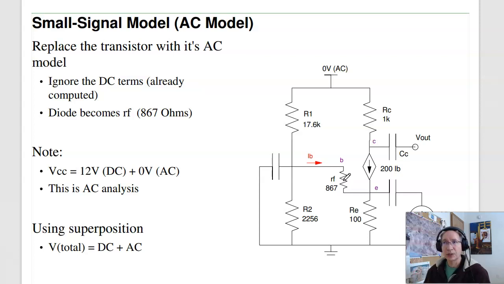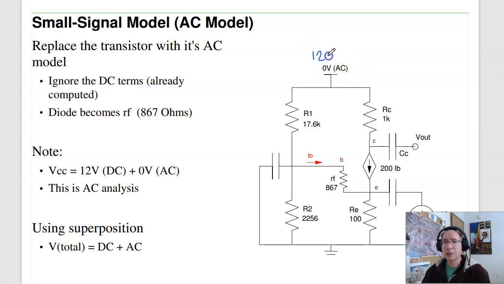That's your NVT over the base current at DC. And also note that the 12 volt source, this is 12 volts DC plus 0 volts AC. We are doing AC analysis right now, the small signal model, so this looks like 0 volts.